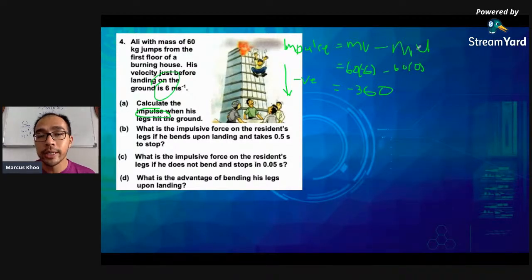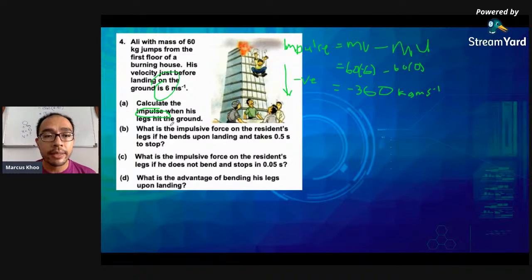And then what's the unit? This will be kilograms meters per second, denoting that the impulse is downwards, that the force is acting downwards. Don't worry about it.